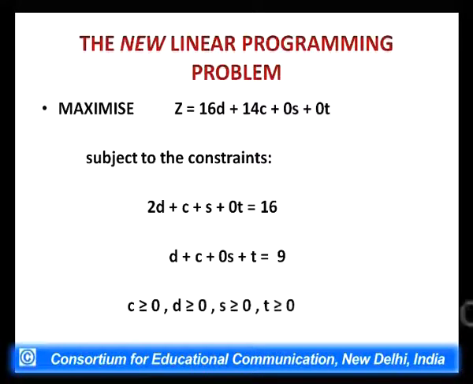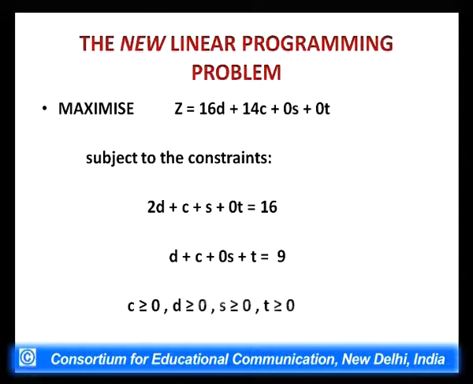Maximize our objective function z is equal to 16d plus 14c, and this is the earlier expression, but slack variables s and t are also put here, and the coefficients are put 0 in both cases, because in this case it was already an equality, so we cannot have any coefficient for any slack variable. So 0 has been added here as a coefficient for both the slack variables s and t.